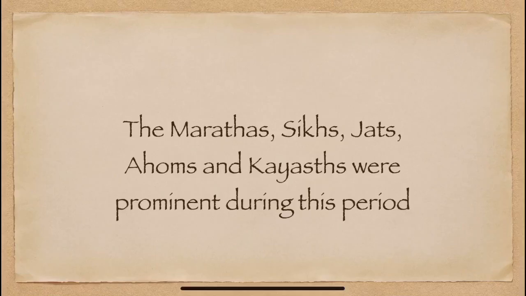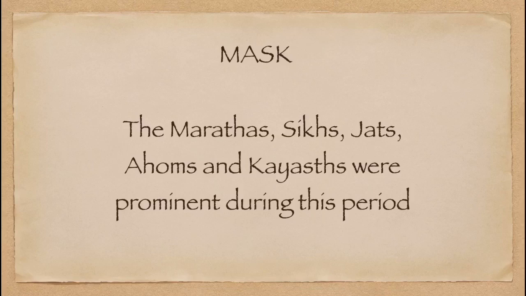There were other groups such as Marathas, Sikhs, Jats, Ahoms, and Kshatriyas, which became prominent. Now, students, how to remember all these names? So, you can use the word MASK to remember these names. M stands for Marathas, A stands for Ahoms, S for Sikhs, and K for Kshatriyas. MASK. And Jats you have to remember separately.